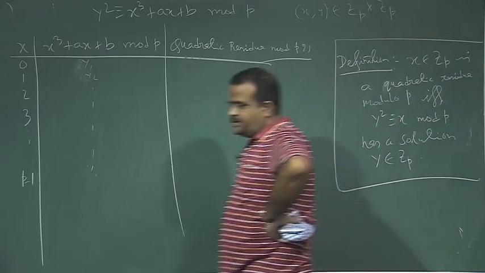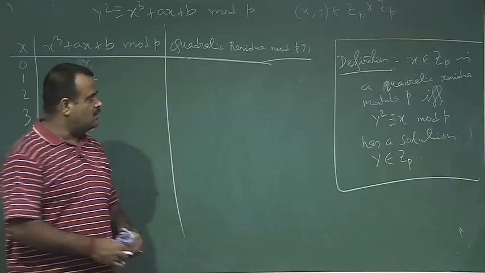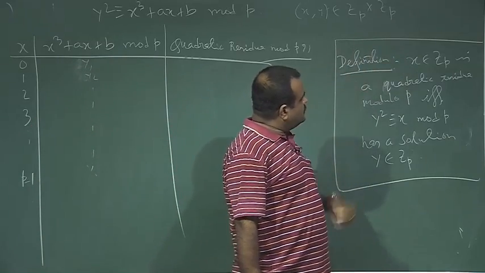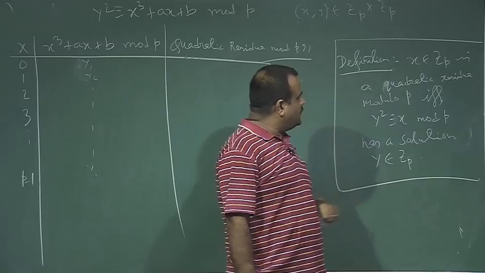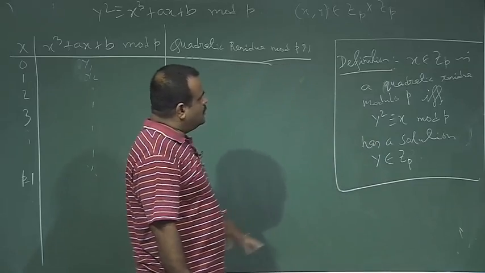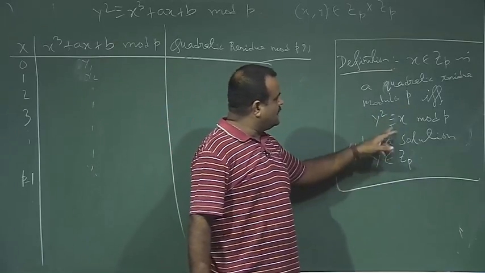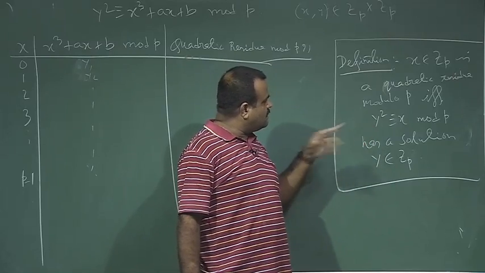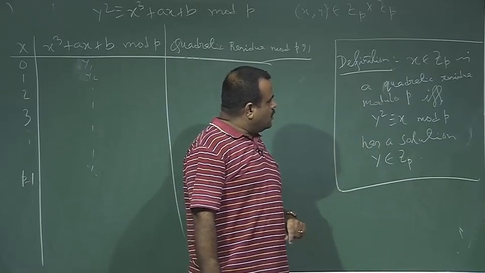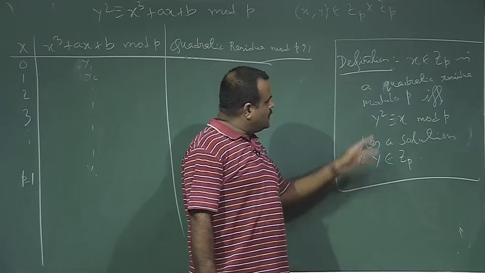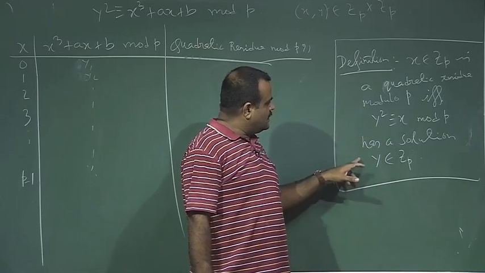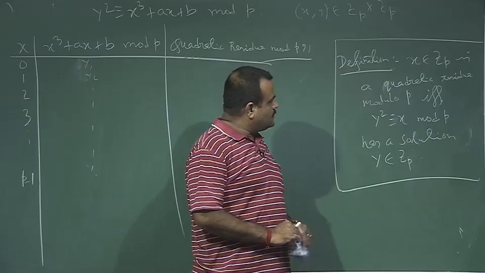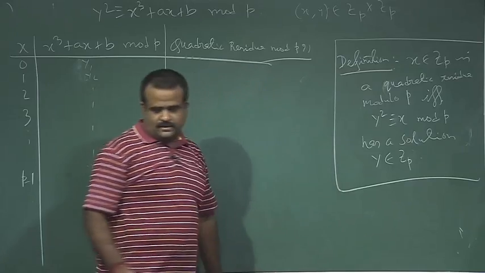So, this is the definition of quadratic residue. We say a point x from Z_p is a quadratic residue if and only if it has a square root, sort of. So, if and only if there exists a y such that y squared equals x has a solution in Z_p. Now, suppose we take p is equal to 11.